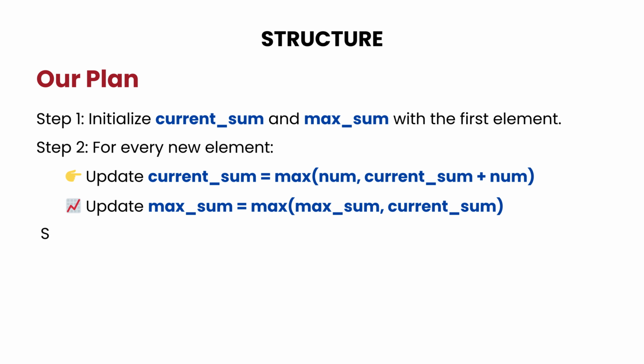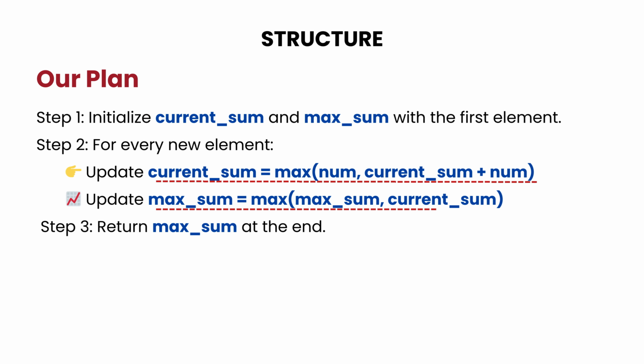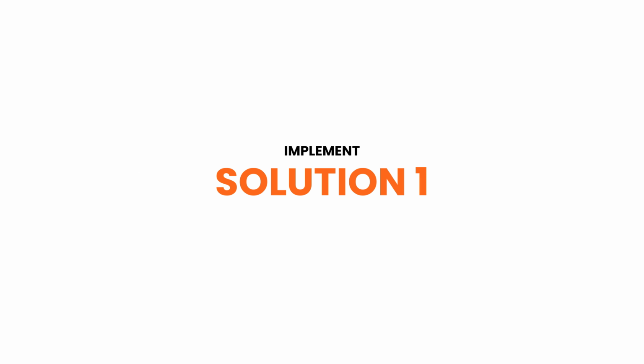Here's the structure. Initialize two variables, current_sum, the best sum ending here, and max_sum, the best overall. Start both at the first number. For each new element, update current_sum as the higher of the number itself, or the number plus current_sum. Update max_sum if current_sum is higher. Return max_sum at the end. Now let's try to implement it using solution 1.